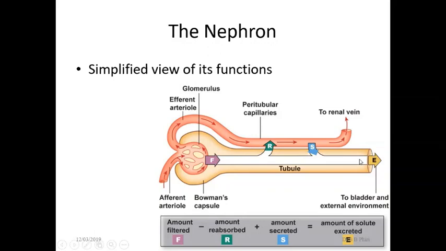Then later on, there will be excretion. So this is just a simple or simplified function of the kidney nephron. Blood is brought in by the afferent arteriole. Then this blood is filtered. About 20% of this blood is being filtered here.